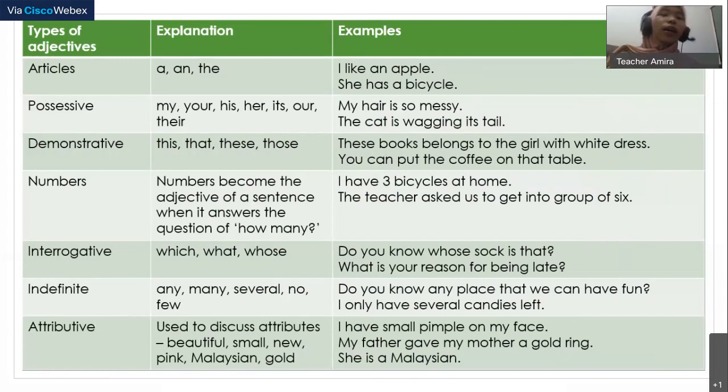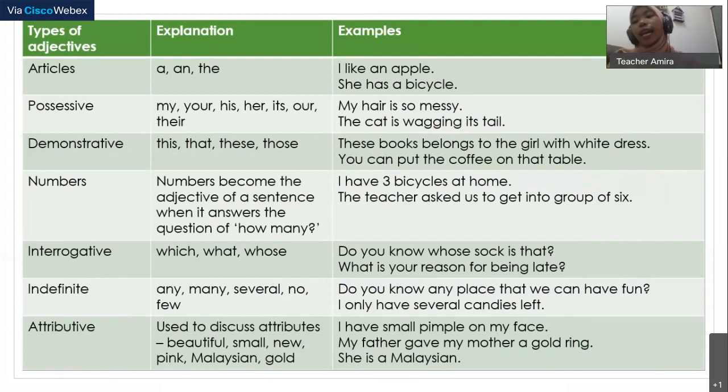And also numbers. Numbers are also adjectives. At least with the articles, the first types of adjectives that we have discussed before, the articles a and the, a is used when we refer to one thing, right? Singular. So numbers become the adjective of a sentence when it answers the question of how many.